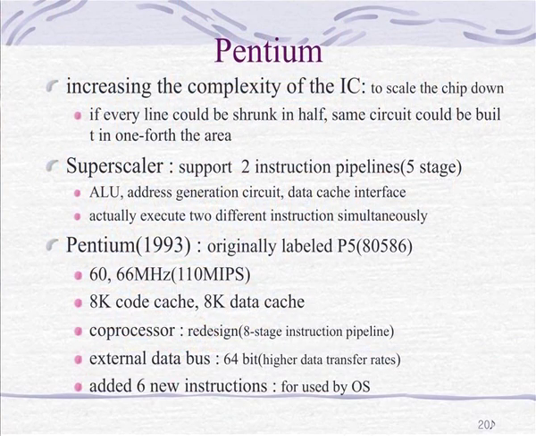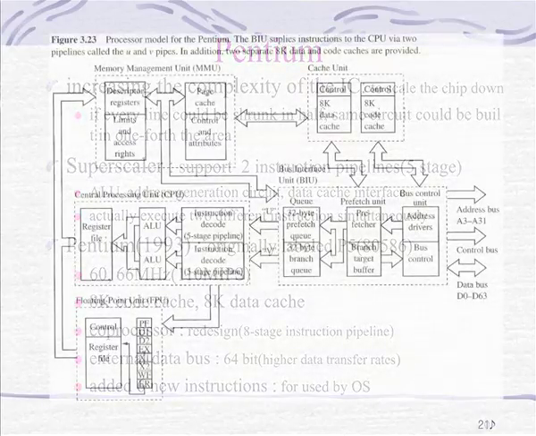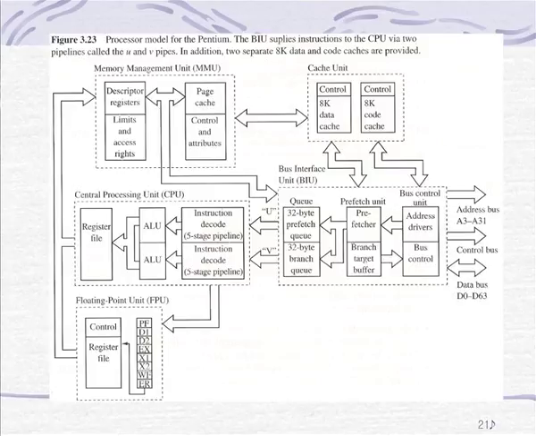The external data bus is 64 bit wide. That means the word length has increased from 4 bit to 64 bit, so 64 bit data can be processed in parallel at a time. It also added 6 new instructions for use by the operating system. Then let us see the basic block diagram of the Pentium processor.